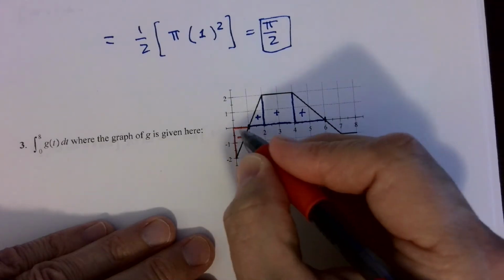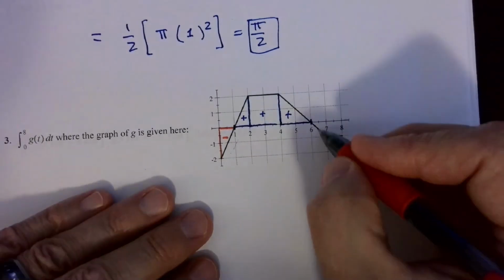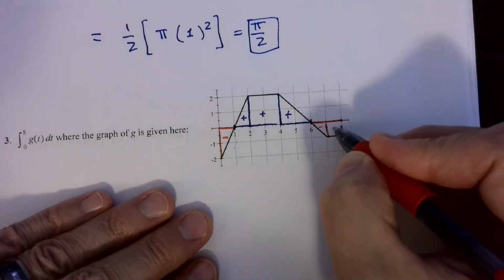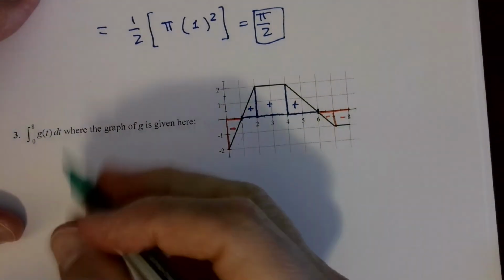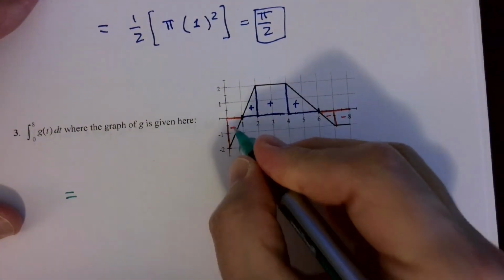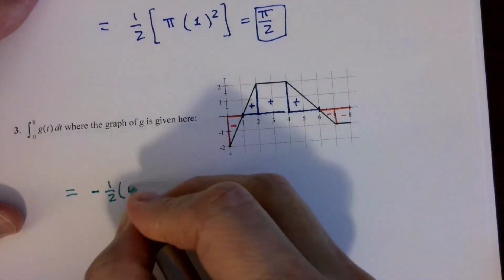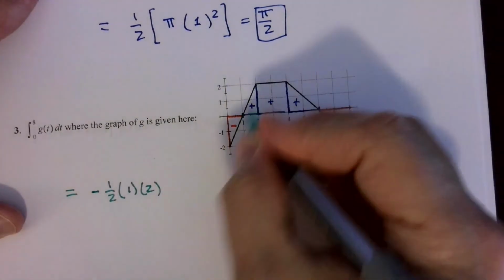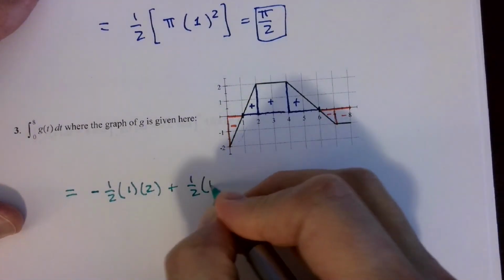Okay, area is always positive, but the integral will calculate whatever the area of this triangle is, but it will be negative. Same thing over here, from 6 to 8, and I'll split it up into two, this little triangle and this little square. Okay, so with that, we can say that this first region is negative 1/2, the base is 1, the height, if you will, is 2, and then what? This one is plus 1/2, base is 1, height is 2.